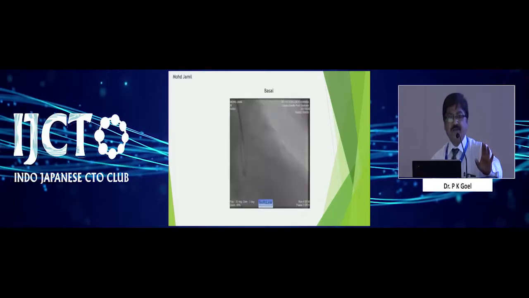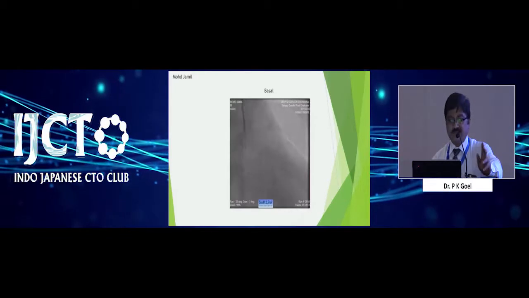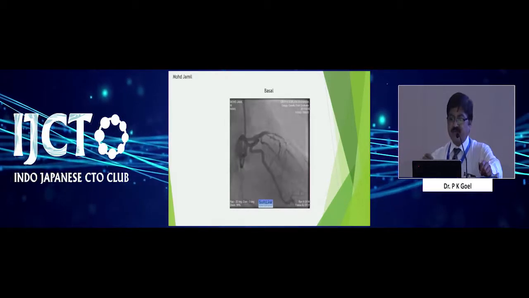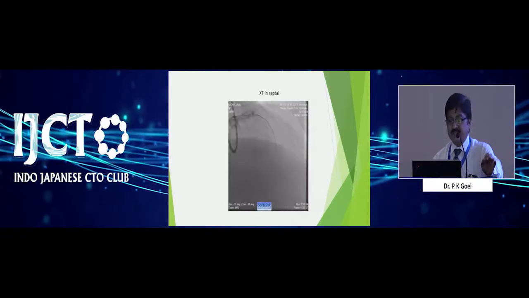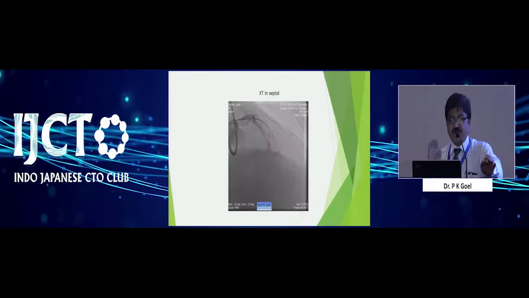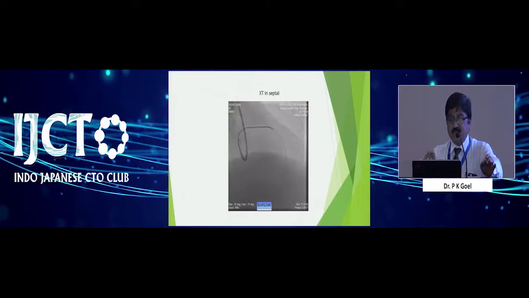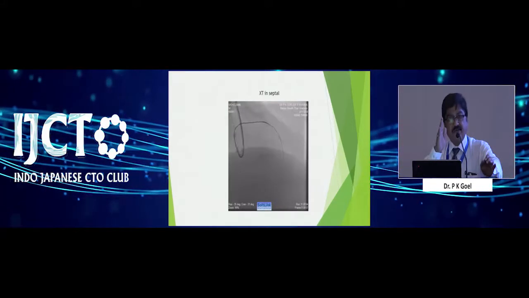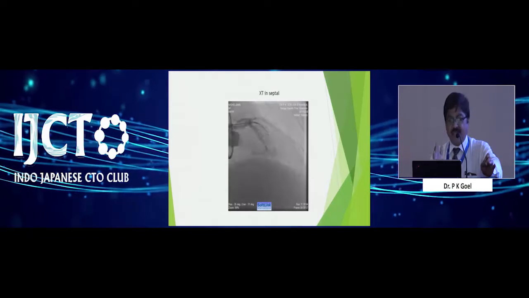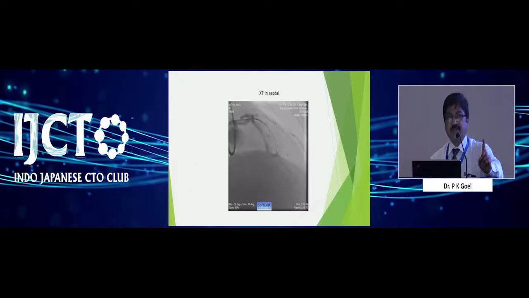This is not uncommon. You do a CTO, now the CTO of the LAD, so you know there are septals coming out, there's tiny diagonals. So you are working through the vessel, through the CTO lesion. So we have crossed some part of the CTO lesion, and we have exited into a septal. And this exit is again correct. It is not subintimal, and it is correct track, but the CTO has not been crossed completely.